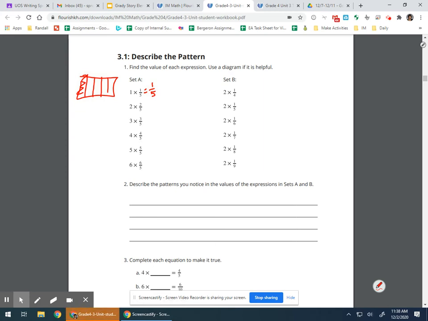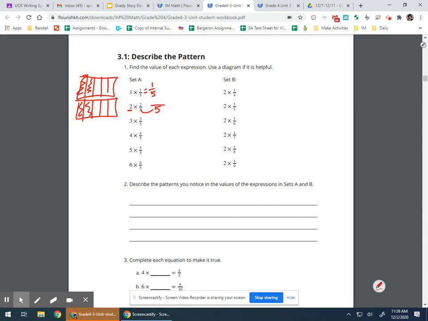The next one says 2 times 2/5. So it's 2 groups of 2/5. So now we have 2/5, and it says 2 times, so that means we're going to do 2/5 twice. So what is my answer going to be? It's going to stay fifths. Remember, the bottom number is going to stay the same. What's my top number going to be?